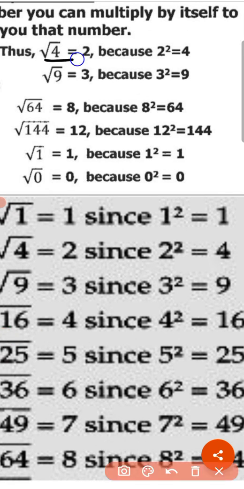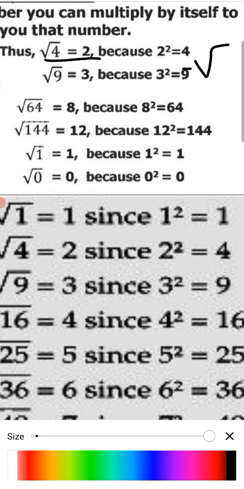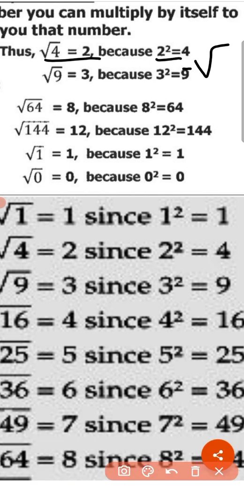This is the symbol for square root. Here we can read this as square root of 4 is equal to 2 because 2 squared is equal to 4. 2 squared means 2 into 2 is equal to 4. So the square root of 4 is 2.